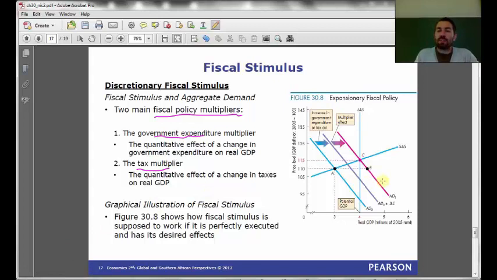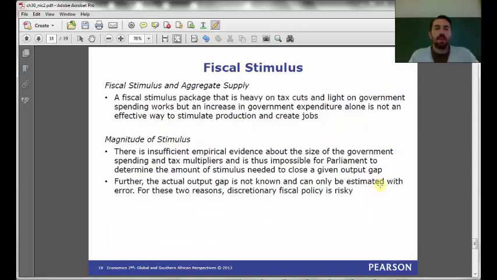And here we have some fiscal stimulus. That diagram is explaining what I just explained in those maths equations. What about fiscal stimulus and aggregate supply? Well, we already know that a fiscal stimulus package that is heavy on tax cuts and light on government spending will work to stimulate aggregate supply, but an increase in government spending alone is not an effective way to stimulate production and create jobs. We've discussed all of that ad nauseam.